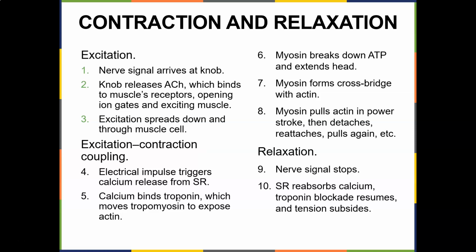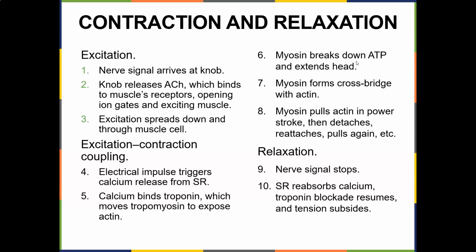Then the calcium must bind to troponin, which moves the tropomyosin to expose the actin. So this guy is like the gatekeeper. Say, hey, get out of the way, tropomyosin. And in order to move the tropomyosin, we need troponin. Okay? I know it's a little complicated, a lot of words, but it's actually relatively simple.